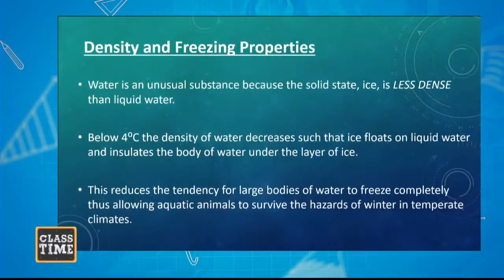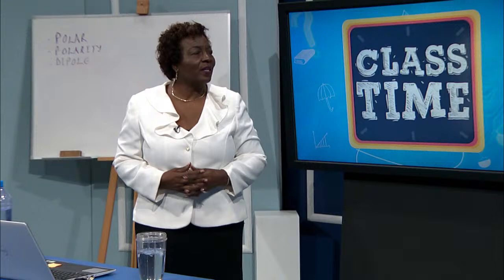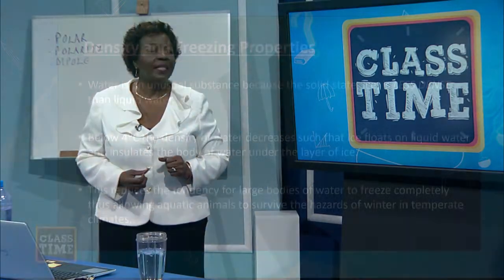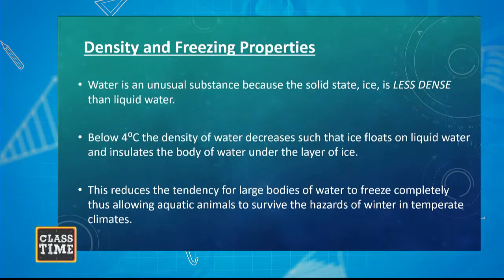Now, water is an unusual substance. When we speak to the density, I think we had dealt with that before, but no problem in reiterating the fact that it's an unusual substance because the solid state, ice, is less dense than the liquid water, and we show that it's still floating on top. What's the significance of that? Below 4 degrees Celsius, the density of water decreases such that ice floats on liquid water and insulates the body of water under the layer of ice.